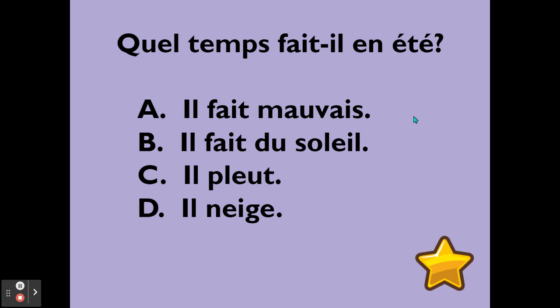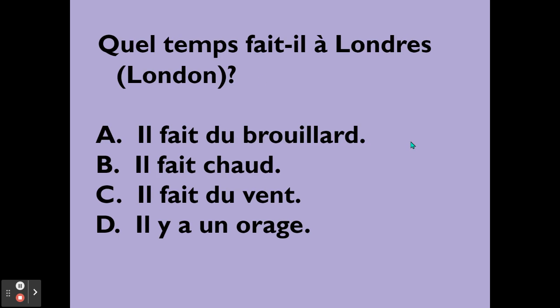Quel temps fait-il en été? Il fait mauvais, il fait du soleil, il pleut, il neige. So the one you think of most in été. Quel temps fait-il à Londres? There's that city. Il fait du brouillard, il fait chaud, il fait du vent, il y a un orage. So remember, London's known as the foggy city.